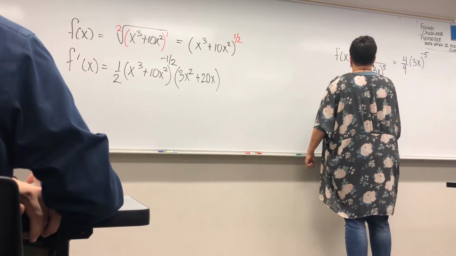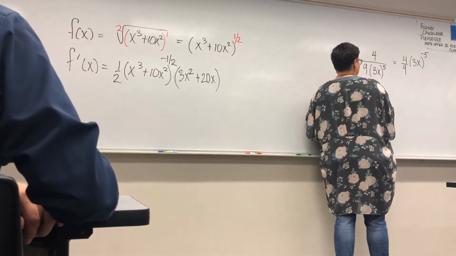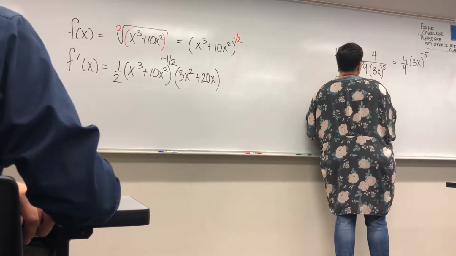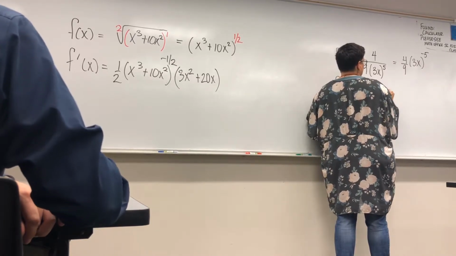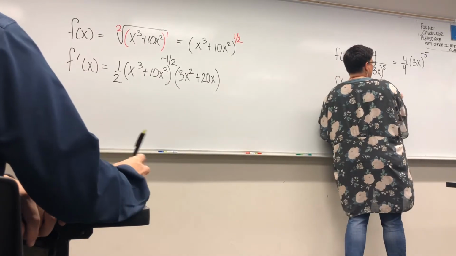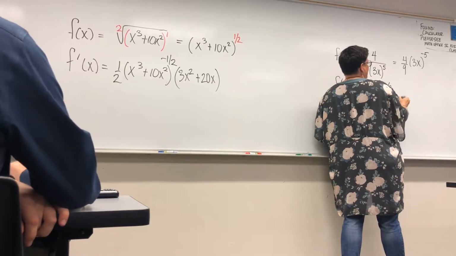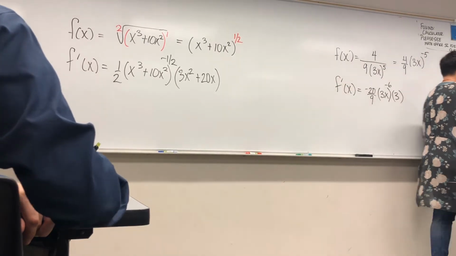Now what's my derivative? Peel. Negative 20/9. Good. Times 3x, no touching the inside, to what power? Negative 6. Good. Times the derivative of the inside, which is 3. Good. Done.